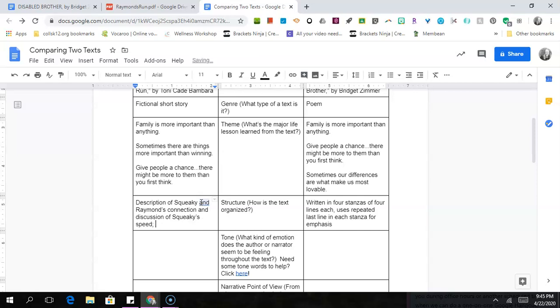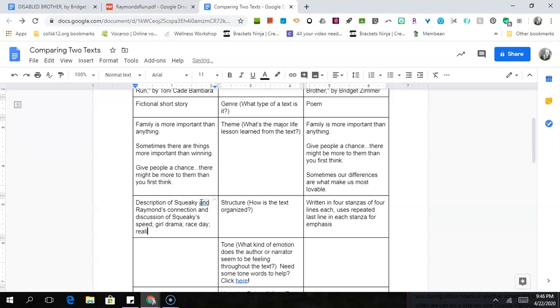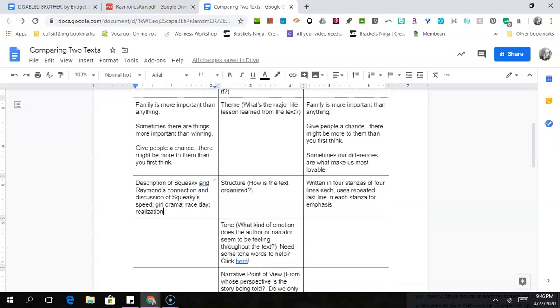Then we have girl drama, where Squeaky has that interaction with Gretchen. And then we have the race day. And then we have, I'm going to call it the realization, where Squeaky realizes that maybe winning isn't as important as other things. So that's kind of the structure here.